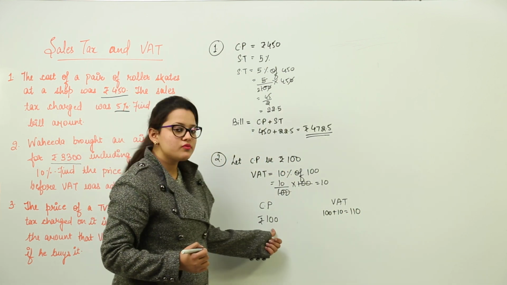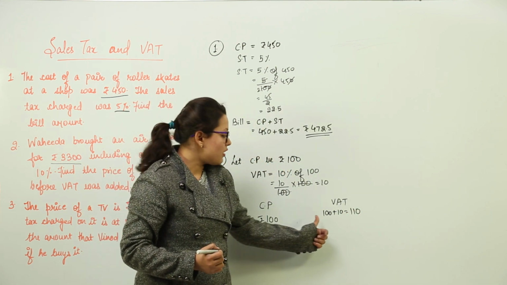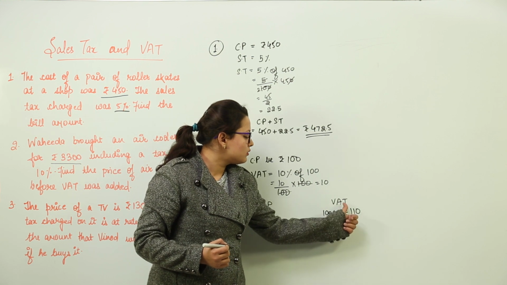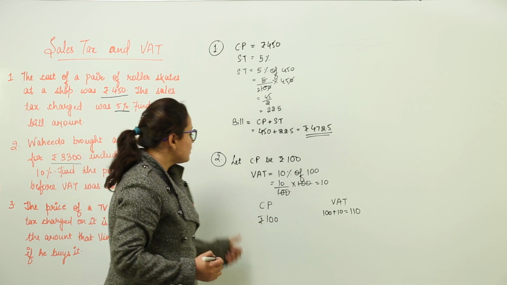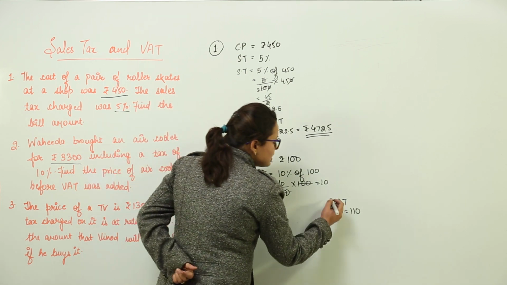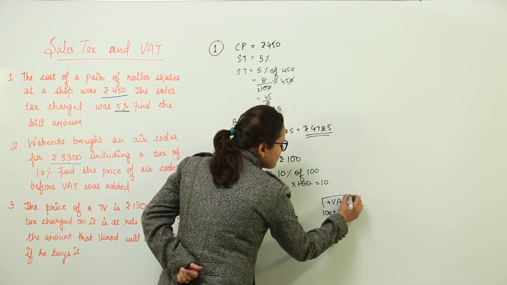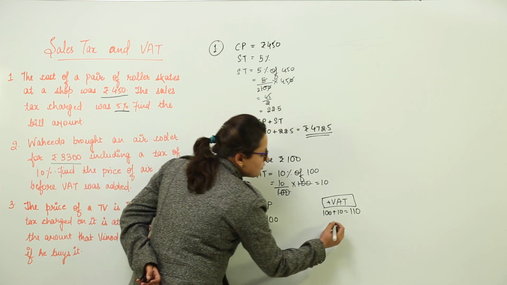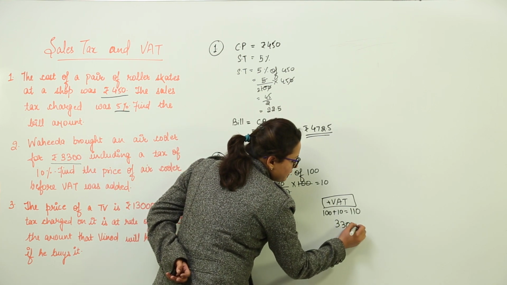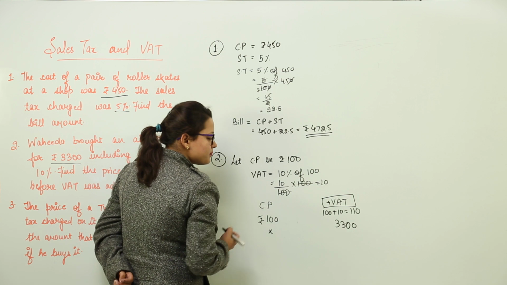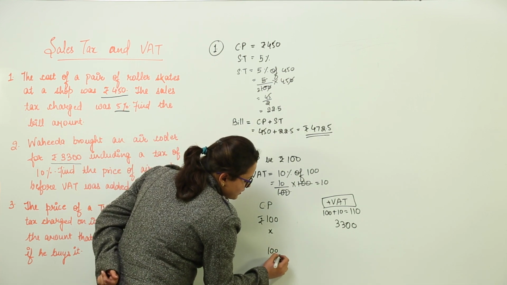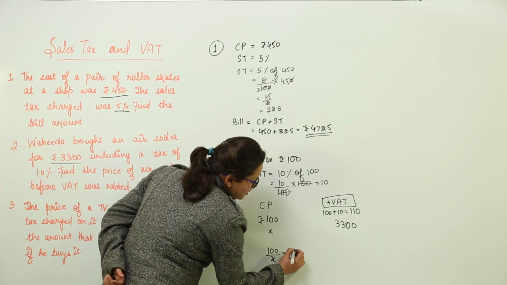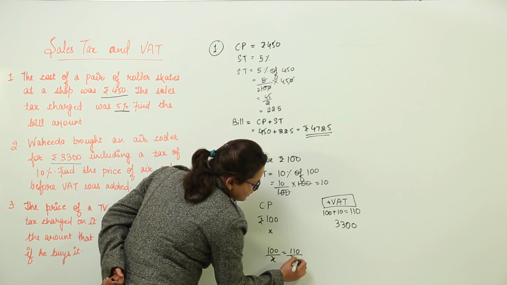Now if the cost price of any product is rupees 100, the total amount you have to pay including VAT is 110. Now the question says that this amount, cost plus VAT, is already given to us, which is 3300. We have to find the original price. How are we going to do this? We will do it the simple way. 100 upon x equal to 110 upon 3300.